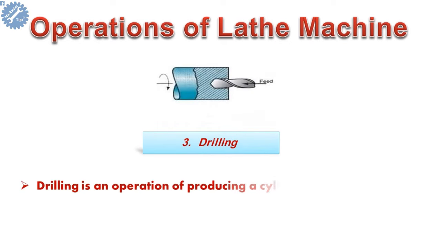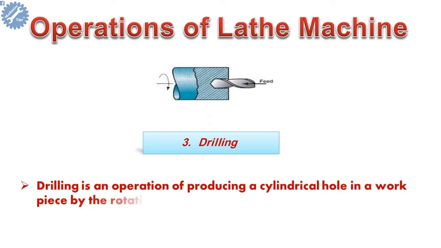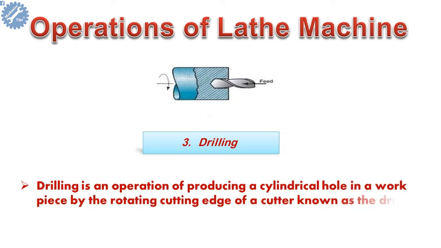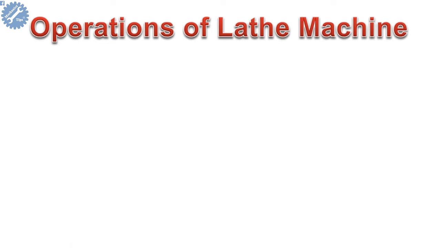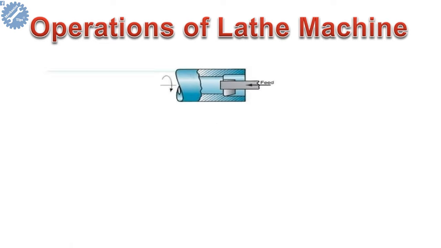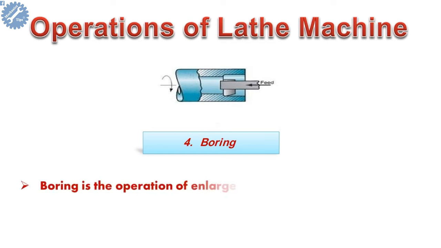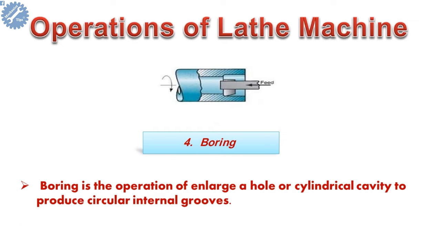Drilling is an operation of producing a cylindrical hole in a workpiece by the rotating cutting edge of a cutter known as the drill. Boring is the operation of enlarging a hole or cylindrical cavity to produce circular internal grooves. Boring holes may be bored straight or tapered.